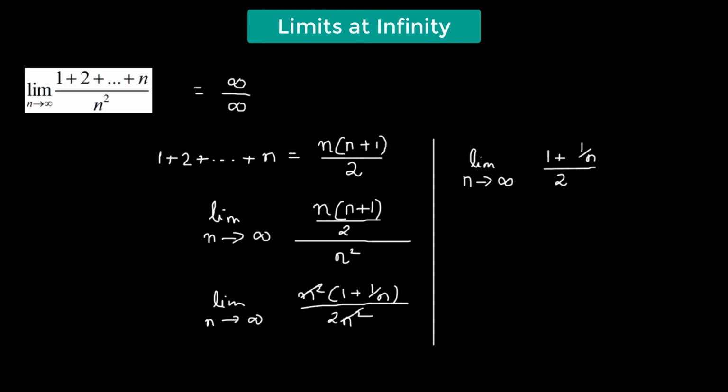Now we substitute for the value of n, so we have (1 plus 1 over infinity) divided by 2. So 1 over infinity means 1 divided by an extremely large number, so the value will tend to 0. So we have 1 in the numerator divided by 2. So this is going to be the limiting value of the given function when n tends to infinity.